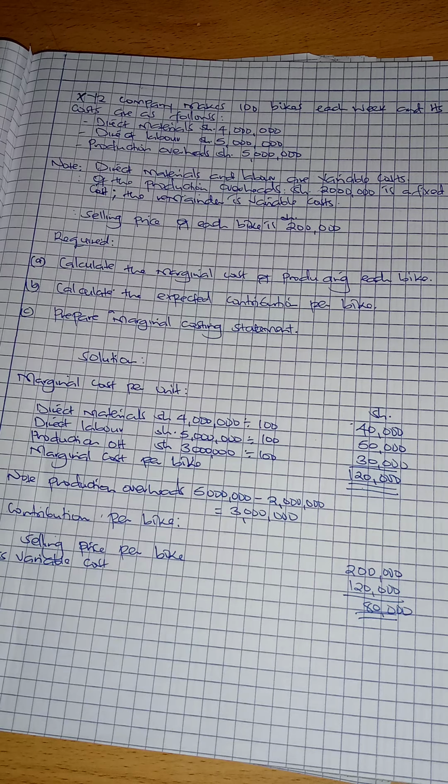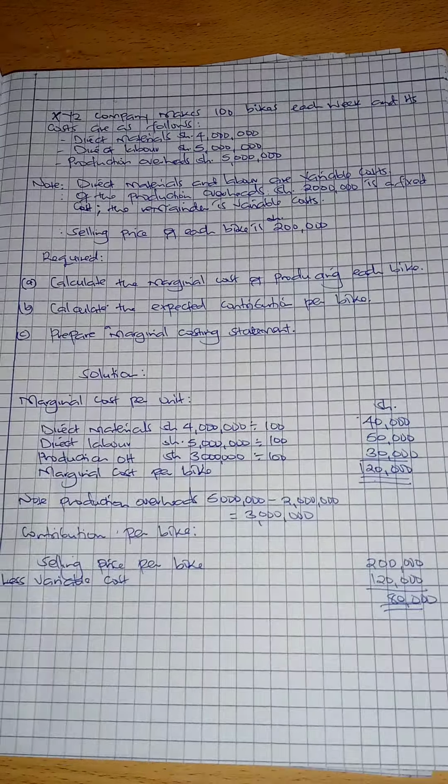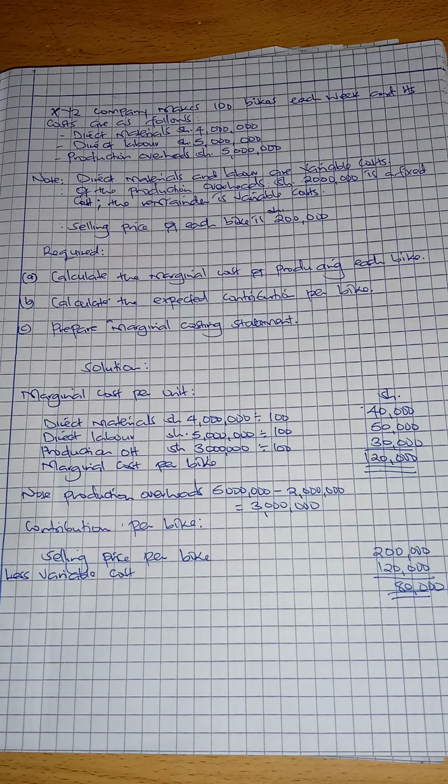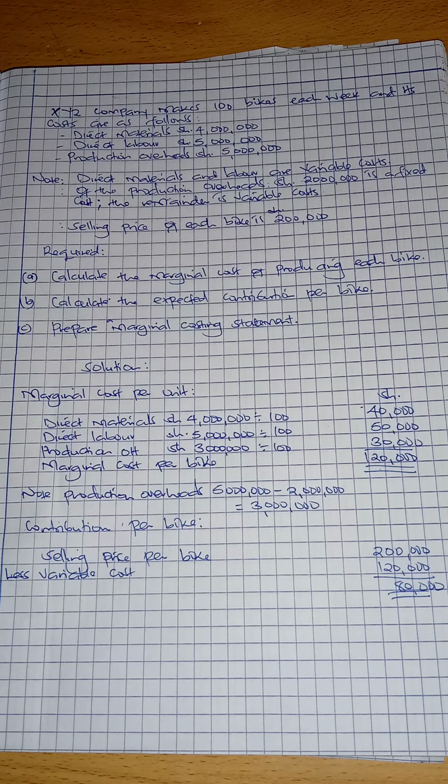So we are going to use this particular illustration. Let's read together. XYZ company makes 100 bikes each week, and its costs are as follows. We have direct materials 4 million, direct labor 5 million, production overheads 5 million. Note, direct materials and labor are variable costs. Of the production overheads, 2 million is a fixed cost. The remainder is variable cost. The selling price of each bike is 200,000 shillings.